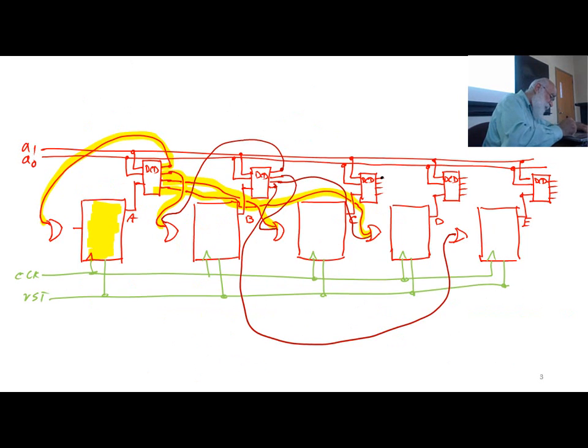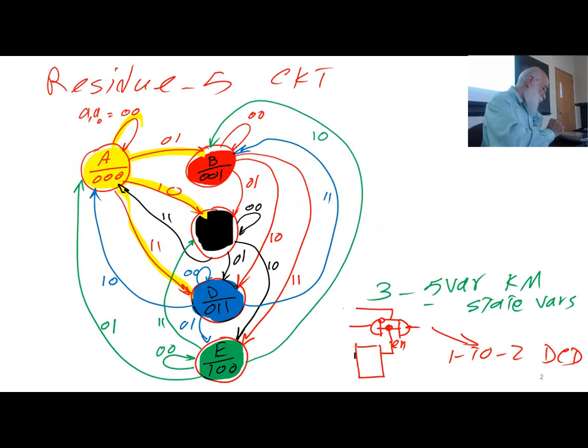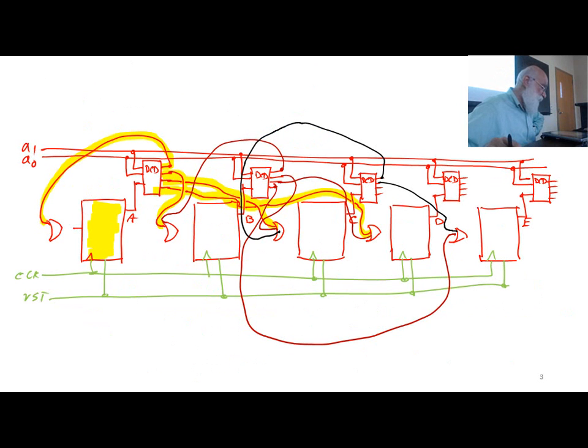State C, 0, 0 takes me back to where I was. 0, 1 takes me next state. 1, 0. Okay, C is what? 0, 1, 0. So next one takes me... Wait, no, I made a mistake here. This one actually goes to state D. This one goes to state E.